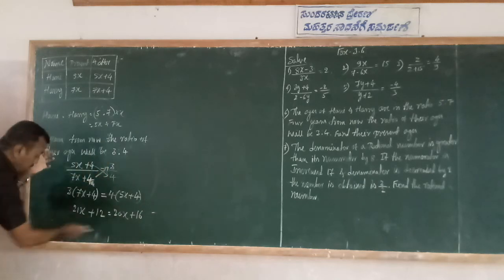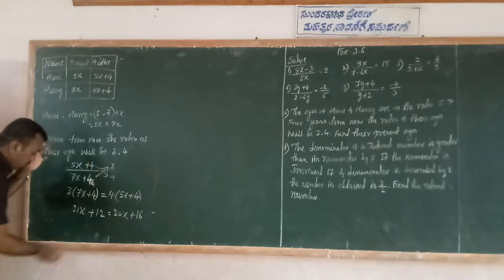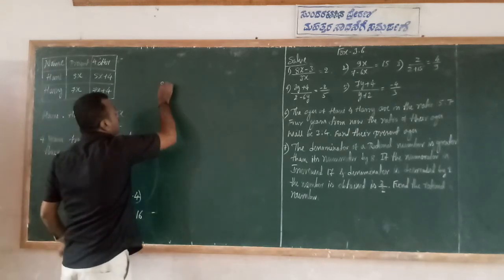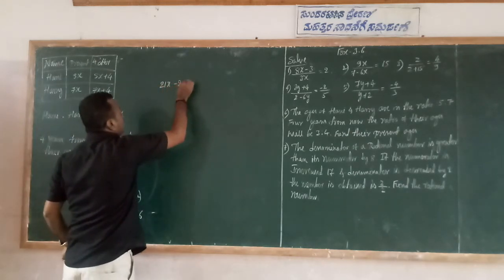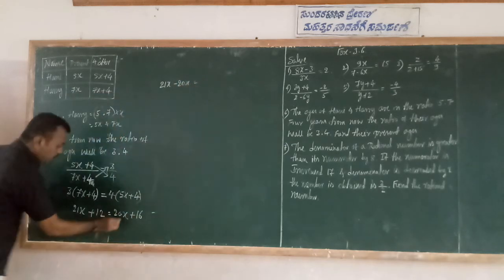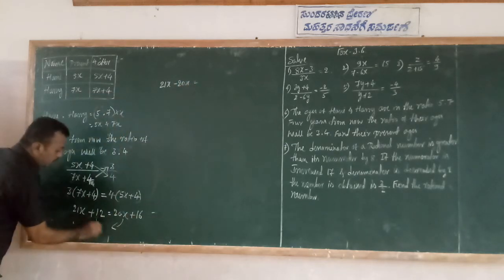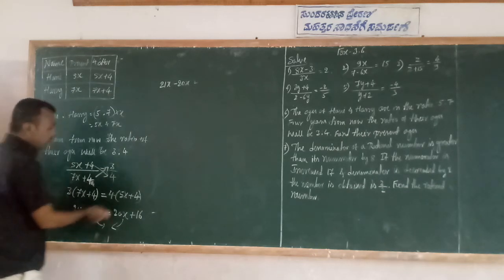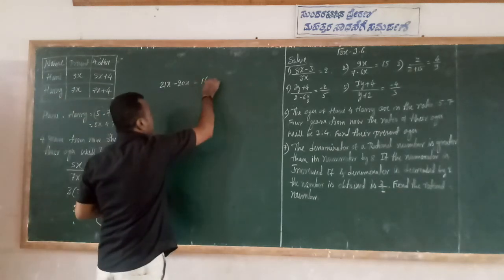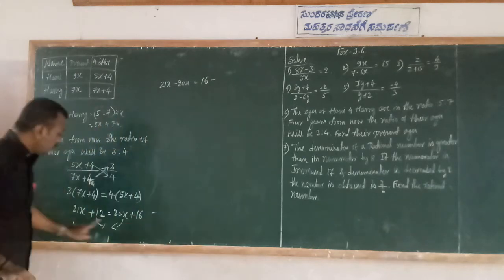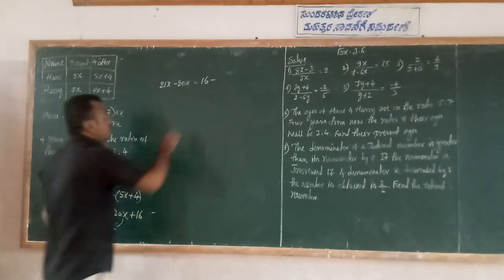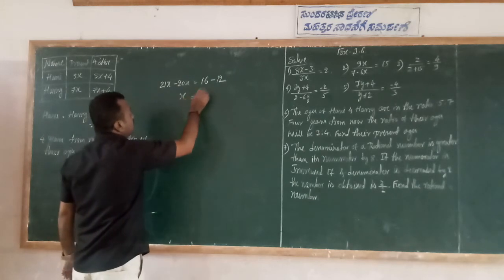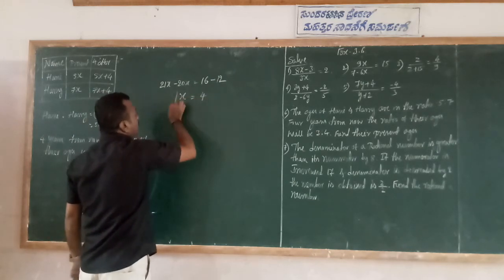Now 20x you have to send to the LHS, and 12 you have to send to the RHS. So 21x minus 20x is equal to 16 minus 12. Then 21x minus 20x becomes x, and 16 minus 12 becomes 4. The value of x is 4.